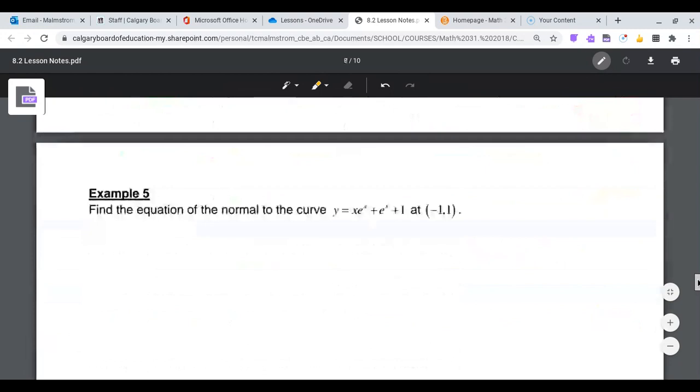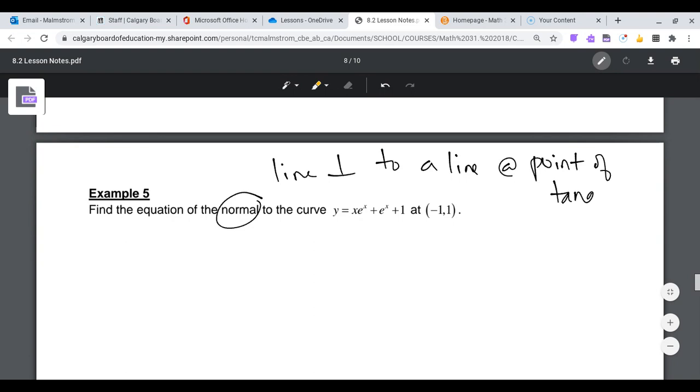All right, last question. We need to find the equation of the normal to this curve. Remember, a normal is a line perpendicular to a line at the point of tangency. I only have 2 minutes left, so it's probably better if I just start a new video so I'm not super rushed. Go ahead and give this question a try all on your own. I think you have all the tools that you need.